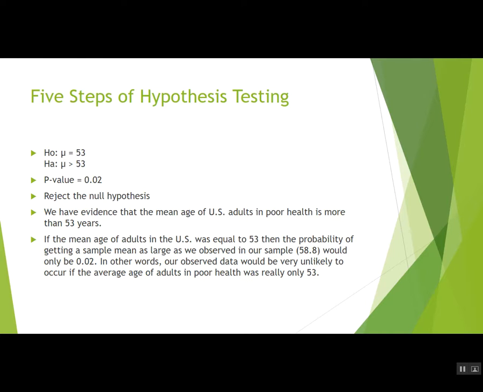And why did that p-value lead to that conclusion? Well, if the mean age of adults who are in poor health was equal to 53, then the probability of getting a sample mean as large as we observed in our sample, 58.8, would only be 0.02. In other words, our observed data would be very unlikely to occur if the average age of adults in poor health was really only 53. The data we got, 58.8, would be very surprising if the average age was 53.